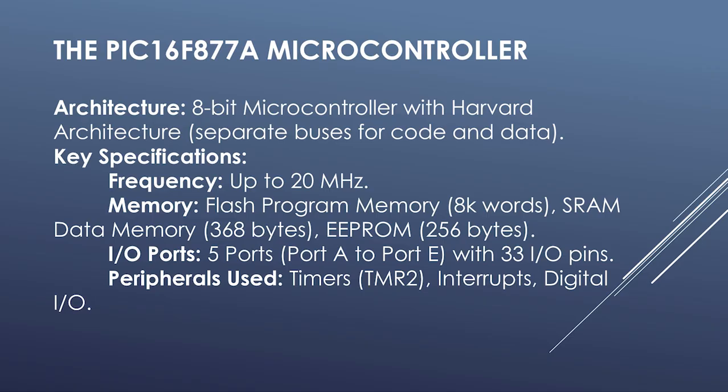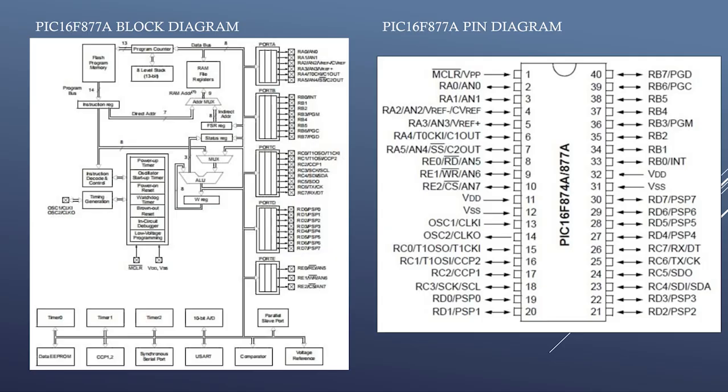PIC16F877A provides 5 input output ports, named port A to port E, offering a total of 33 input output pins. These pins can be used to connect external devices like LEDs, sensors, and switches. It also includes important peripherals such as timers, interrupt system, and digital input output features, which help in controlling and monitoring external hardware. This is the block diagram of PIC16F877A and also the pin diagram.